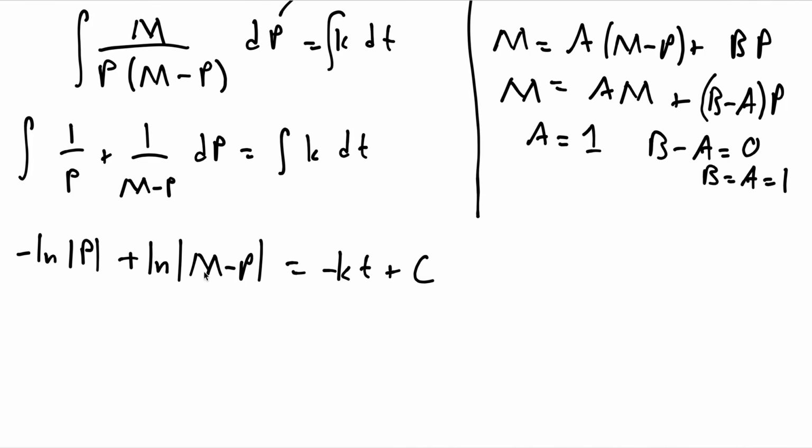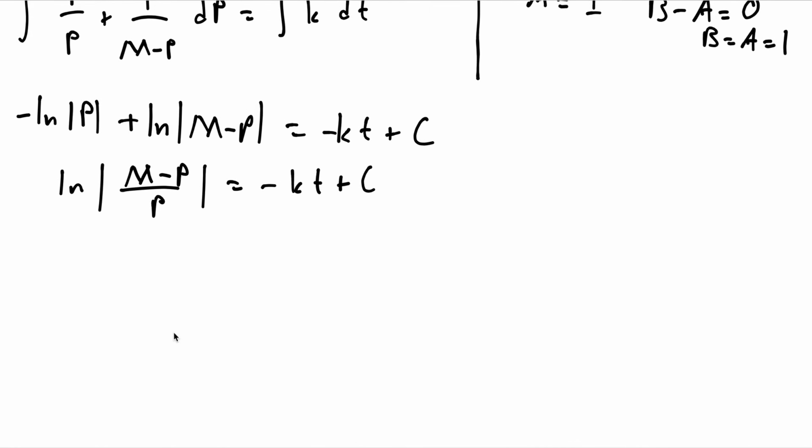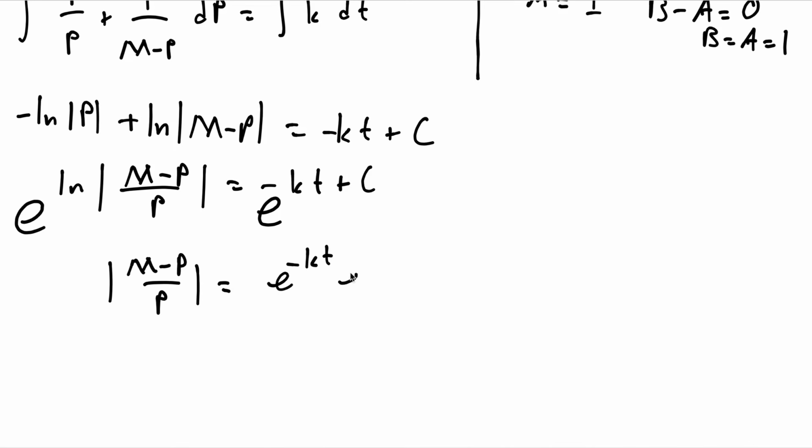When we have the difference of two logarithms, we can write the argument of the positive one divided by the argument of the negative one, M minus P divided by P. We want to solve this expression for P. That's our variable that we're interested in here. That's the population function. We raise e to the power of both sides, and we have the absolute value of (M minus P) divided by P equal to e to the negative kt times e to the C. e to the C is a positive constant.